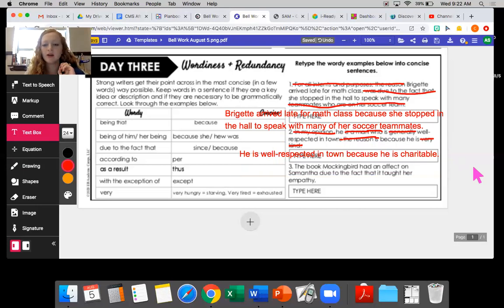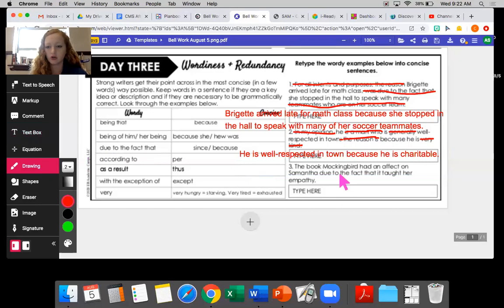That's fine. All right, the book Mockingbird had an effect on Samantha due to the fact that it taught her empathy. And y'all, my vent just came on, so I hope you can still hear me over that. So we're going to leave the book Mockingbird because we need to know that Mockingbird is a book, and we need to know what the book is called. Had an effect on Samantha. We can just change that to affected Samantha.